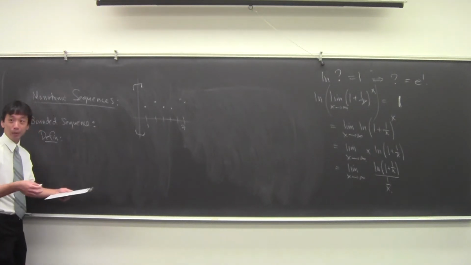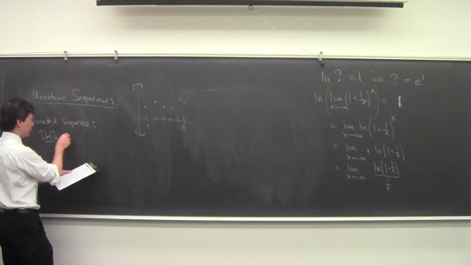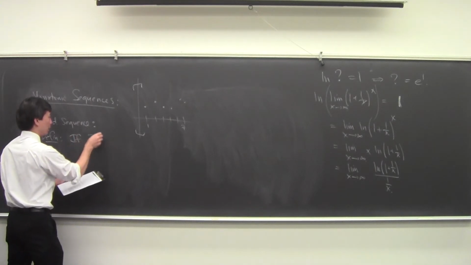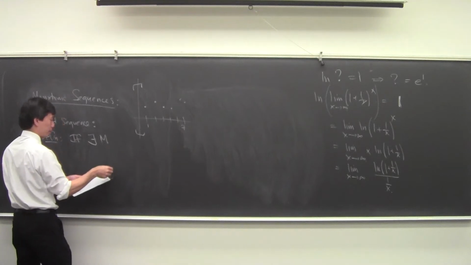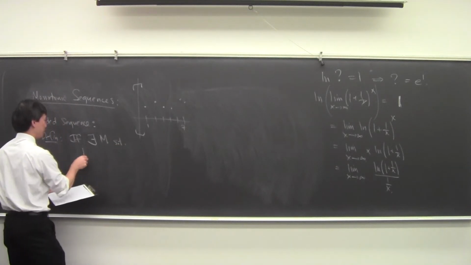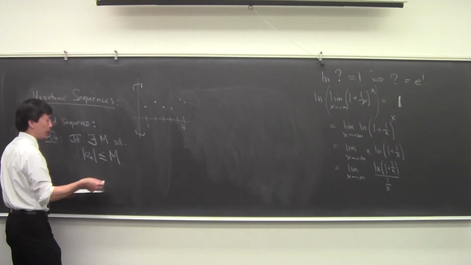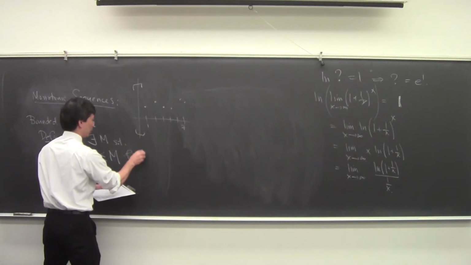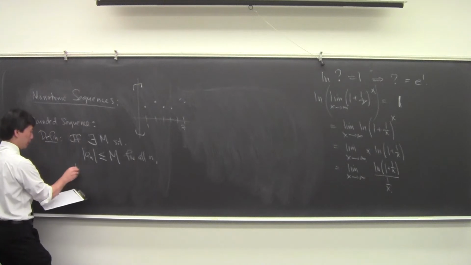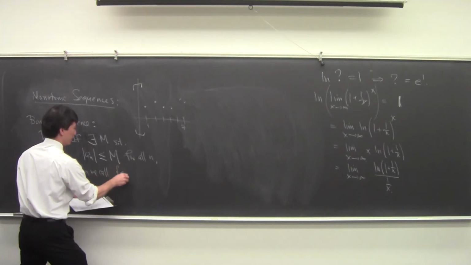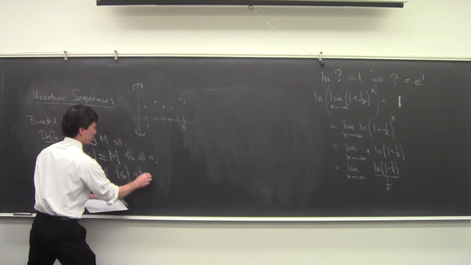Here is the mathematical definition. If there exists a number m such that the absolute value of your sequence is controlled by m for all n, then we call a sub n a bounded sequence.